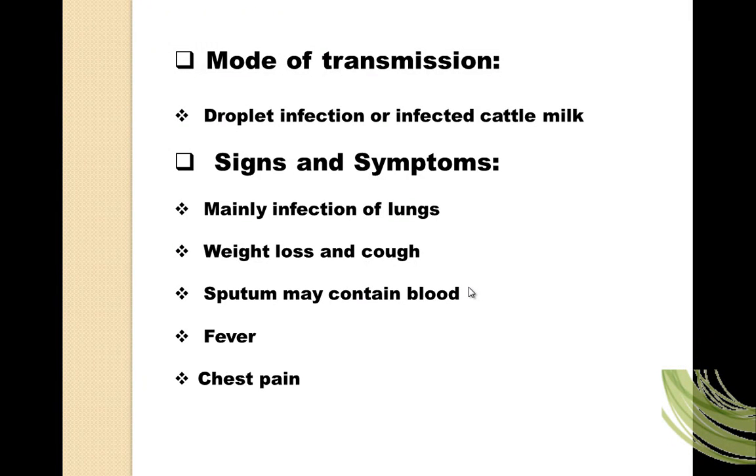Signs and symptoms: mainly infection of lungs. In the tuberculosis disease, our lungs get infected, due to which we lose weight and we cough or sneeze very often. Sputum may contain blood. While coughing, when sputum comes out, it may contain blood. Fever, chest pain. Due to severe coughing, there is a chest pain.